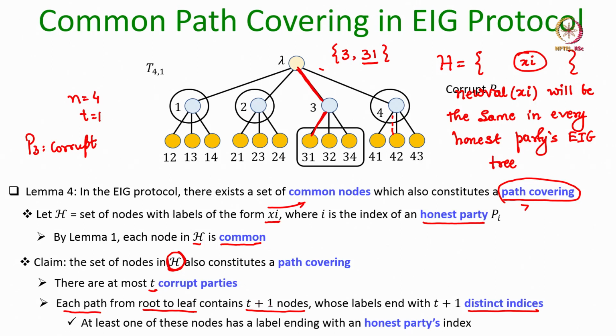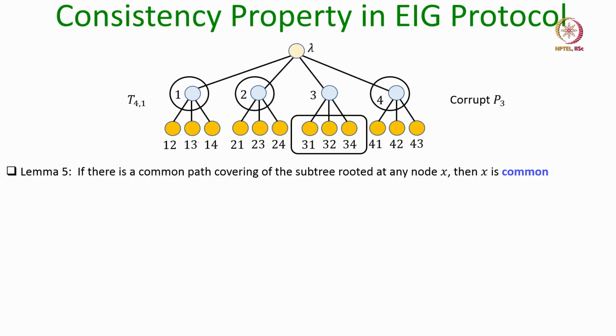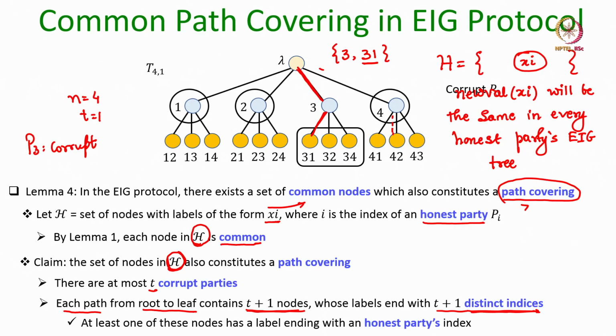So, basically the proof for this claim is that since there will be t plus 1 distinct nodes in any path from the root to leaf, corresponding to those t plus 1 nodes there are t plus 1 distinct parties which occur as the last index. Among those t plus 1 last index parties, t could correspond to corrupt parties, but at least one index will be there corresponding to an honest party, right. And that is why we will encounter at least one node from this set fancy H when we go from root to leaf. Okay. So, now we have shown that in the EIG tree the set of nodes whose label ends with the index of an honest party constitutes a common path covering.